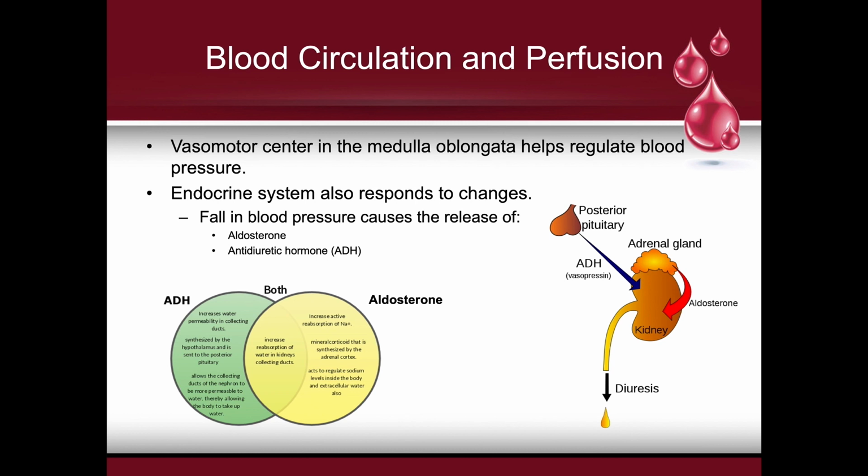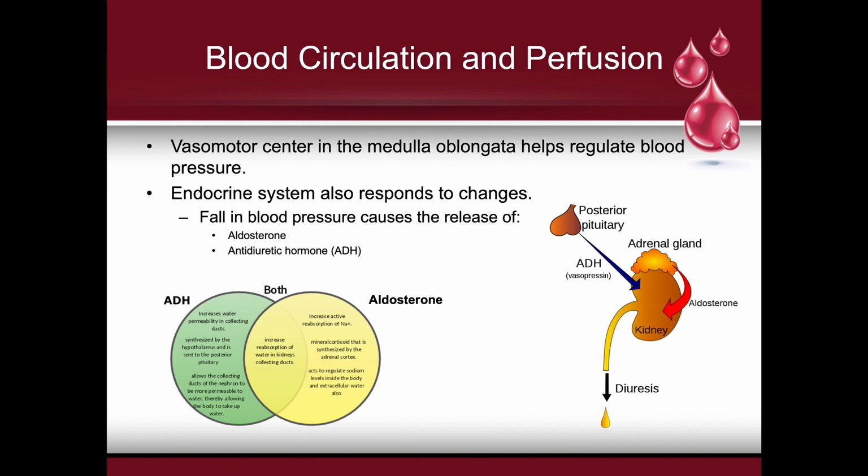With the endocrine system, it also responds to your blood pressure changes. If there's a fall in blood pressure, the release of aldosterone from your adrenal glands will kick in. We know aldosterone will cause a reuptake of sodium, and where sodium goes, water follows. So that means we'll increase our volume. And we know from our blood pressure equation, if we increase our volume, we will increase our blood pressure. So whenever you have a fall in blood pressure, your endocrine system says, let's kick out some aldosterone from the adrenal glands, and that will occur.